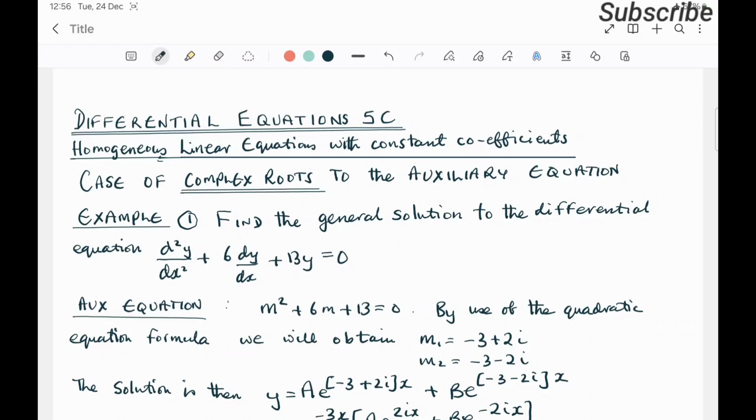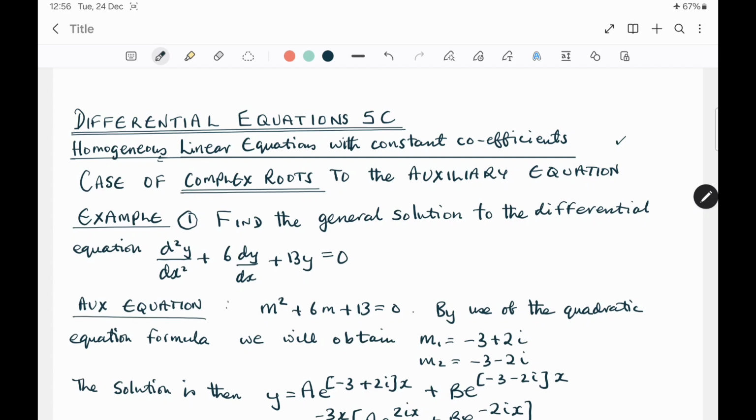Right, I'm coming on now to differential equations, section 5c. In this section, we're still dealing with homogeneous linear equations with constant coefficients. Only in this particular case, we're going to be concentrating on when complex roots to the auxiliary equation arise.